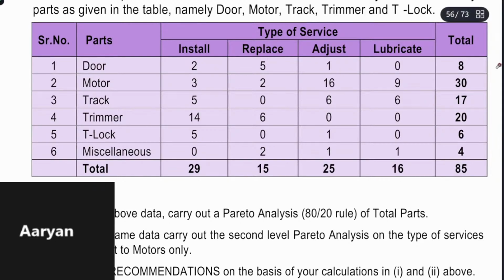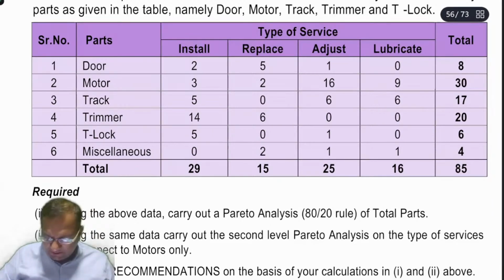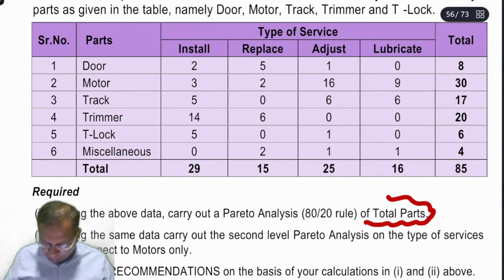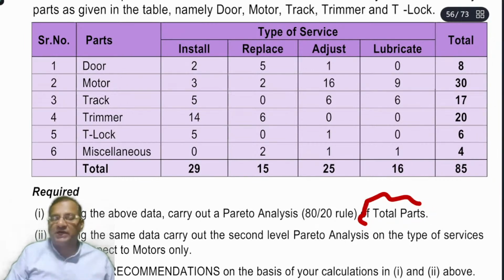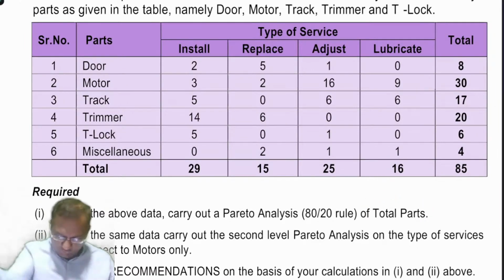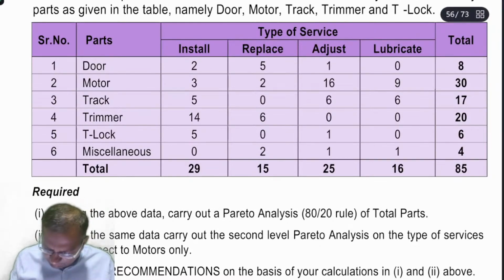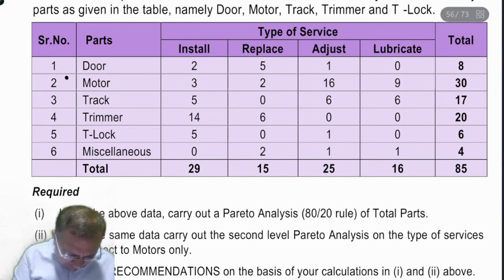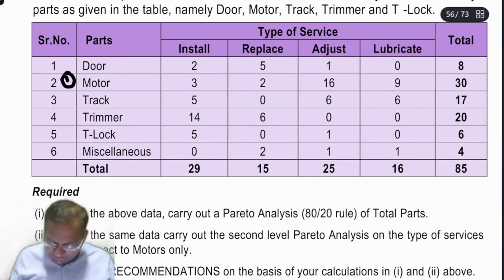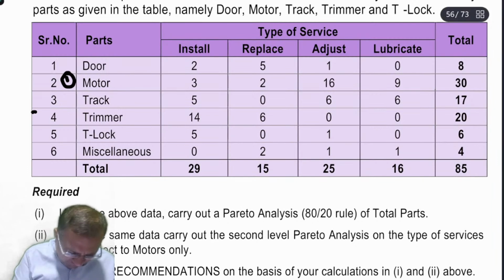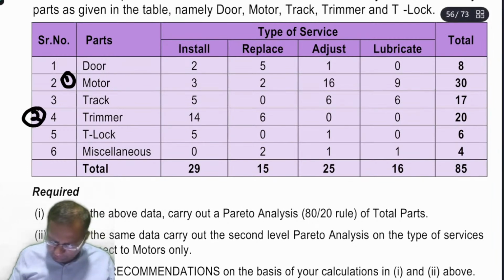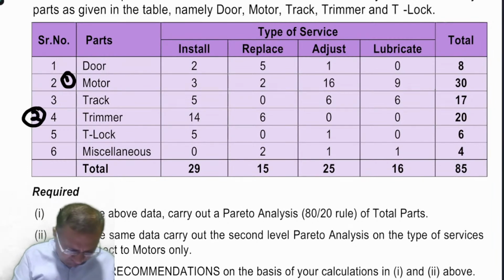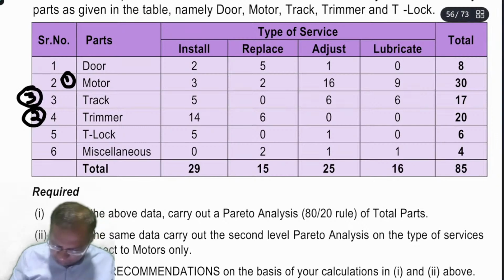बिकॉज यहां पे हमें जो परीटो चार्ट बनाना है, that Pareto chart is related with total parts. तो सबसे पहला नंबर हमारा 30 पार्ट्स वाला आएगा, that is motor का हमारा पहला नंबर आएगा. Then trimmer will be having second number. Okay, then after 20 it is 13, that will be third number.